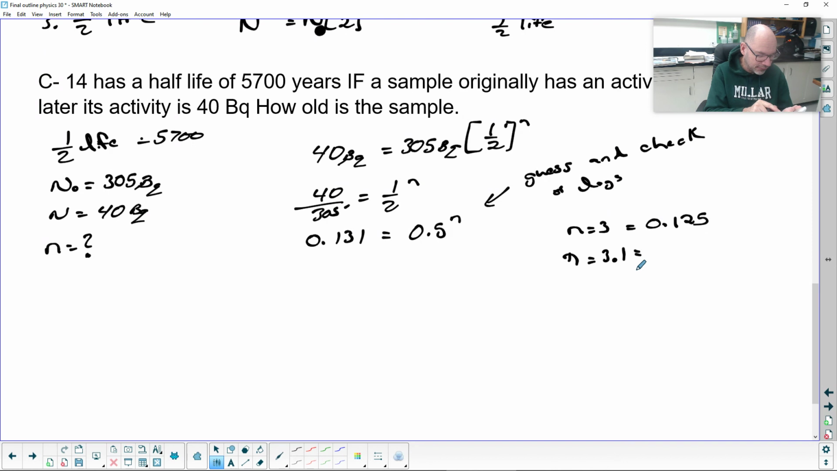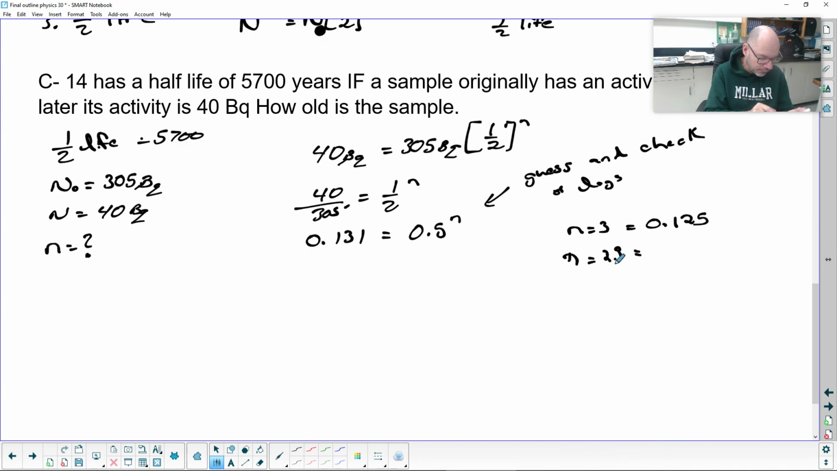Okay, so n... 0.5 to the power of 3.1. Oops, I went the wrong way. I've got to go down. What was I thinking? That's up high. Let's try 2.9. We're guessing and checking.